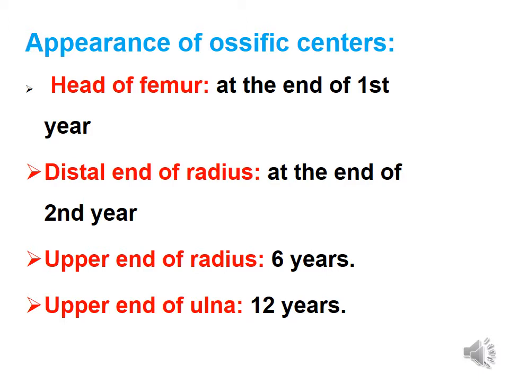Some ossific centers, as you learned in the section on intrauterine fetal age and abortion, start intrauterine in the mother's womb. Others appear after delivery. The first is the ossific center in the head of the femur, which appears at the end of the first year. The second is the one at the distal end of the radius, which appears at the end of the second year. The third is the one in the upper end of the radius, appearing at 6 years, and the last is the ossific center at the upper end of the ulna, which starts at 12 years.